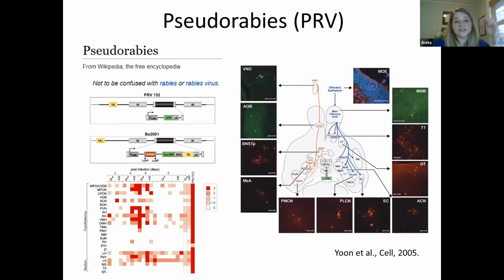All right, pseudorabies, totally different. I don't know why it's called rabies. It's completely not rabies, okay? It infects pigs, it's different, and it's not just coming from me. If you go to Wikipedia, they're going to tell you, don't confuse this with rabies. I don't know how many times I have to say it, but even Wikipedia knows. Rabies and pseudorabies are not the same. They have different biosafety levels, they have different everything.